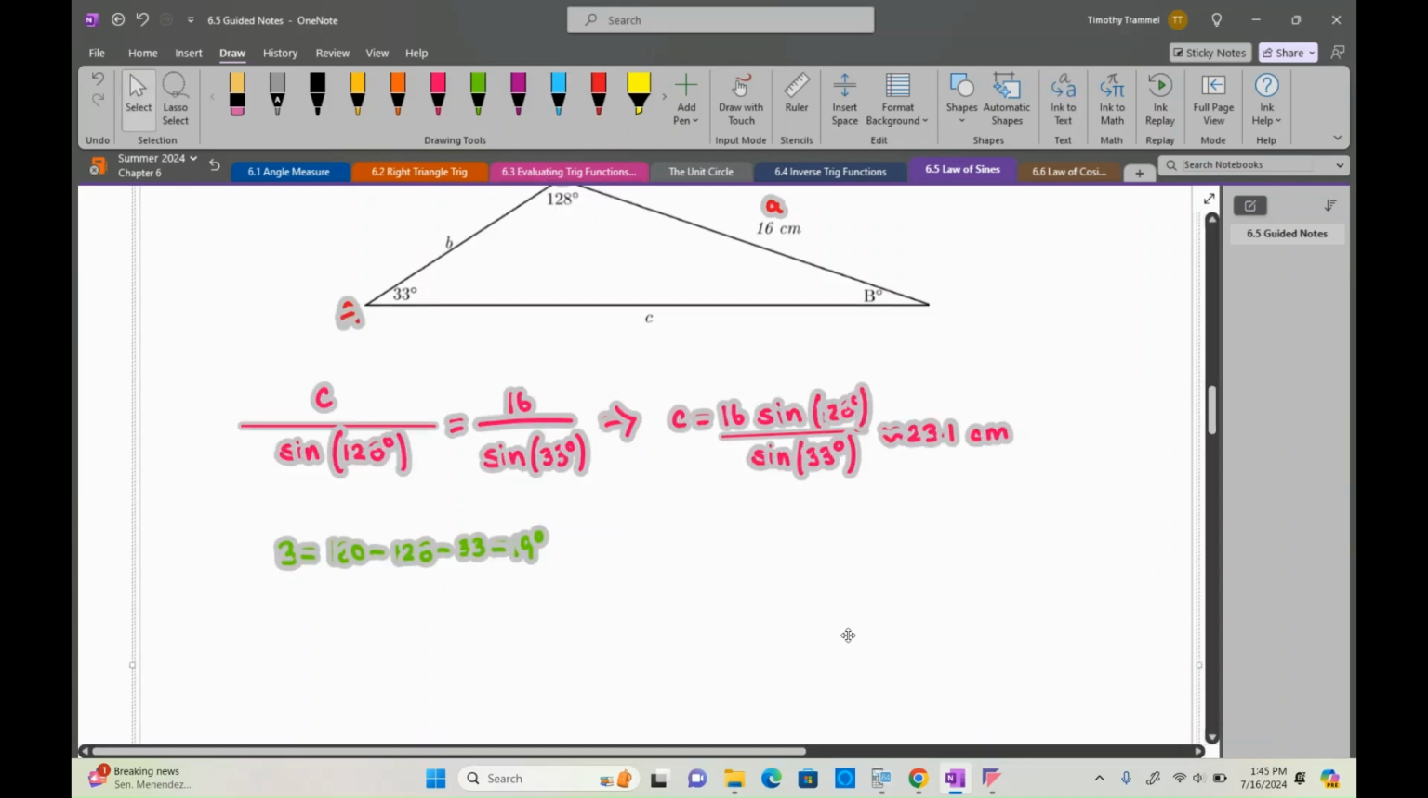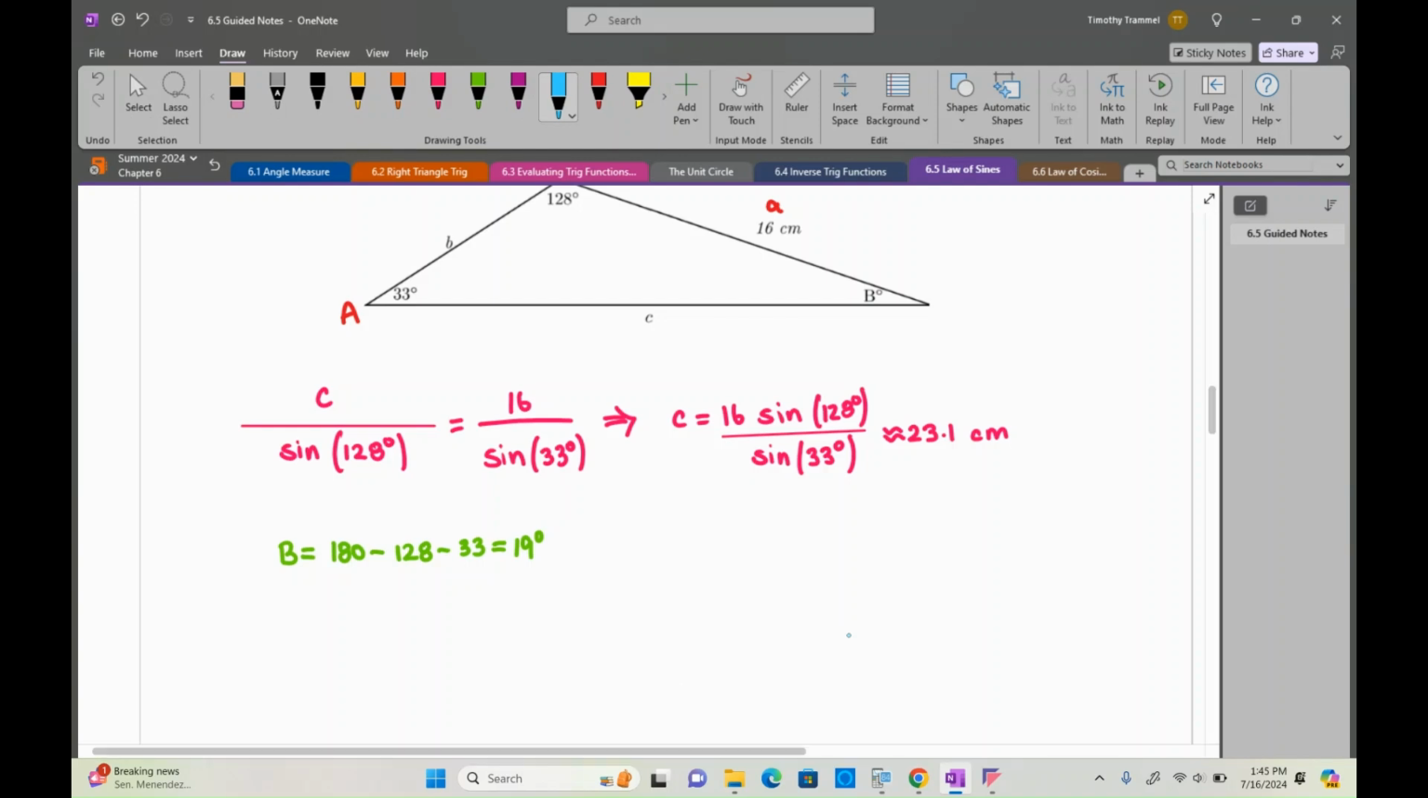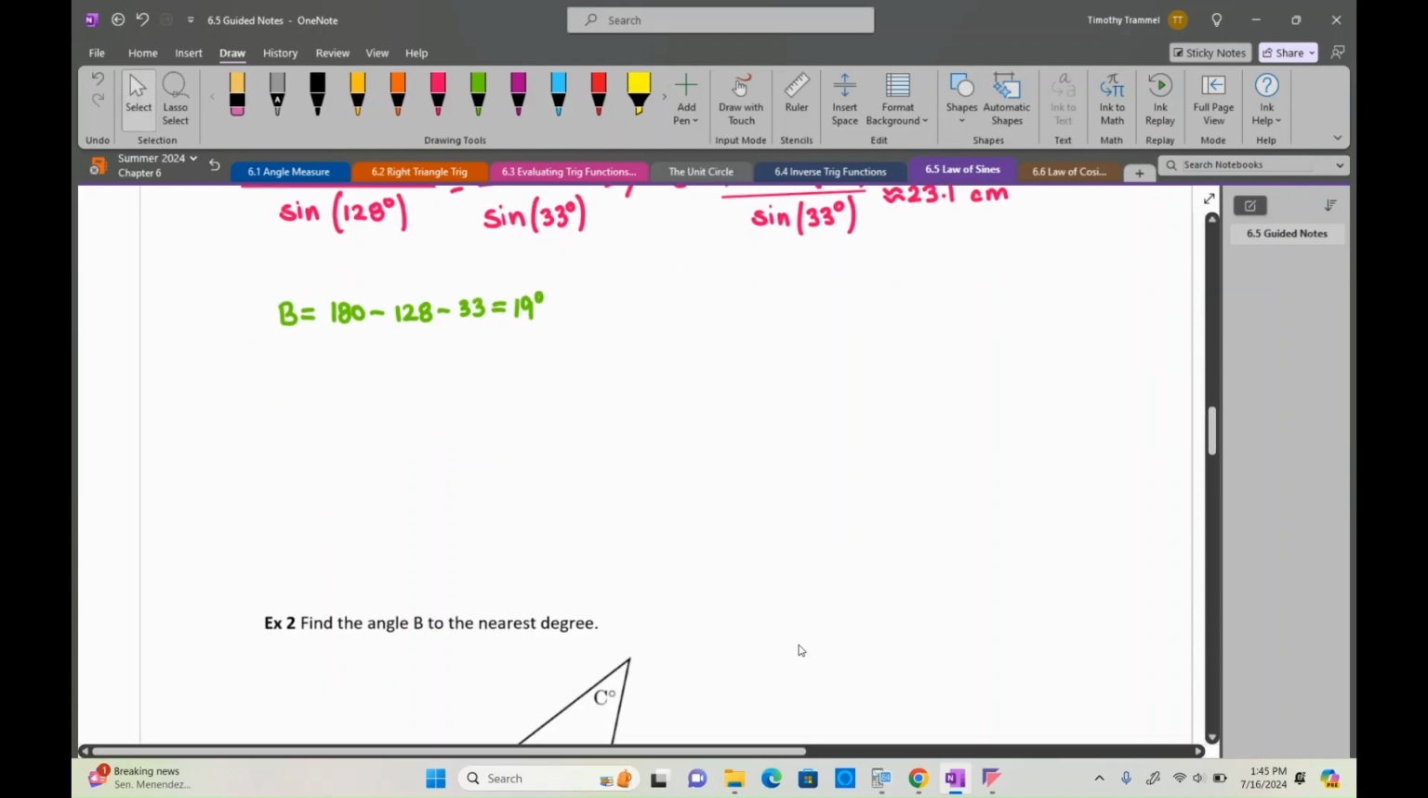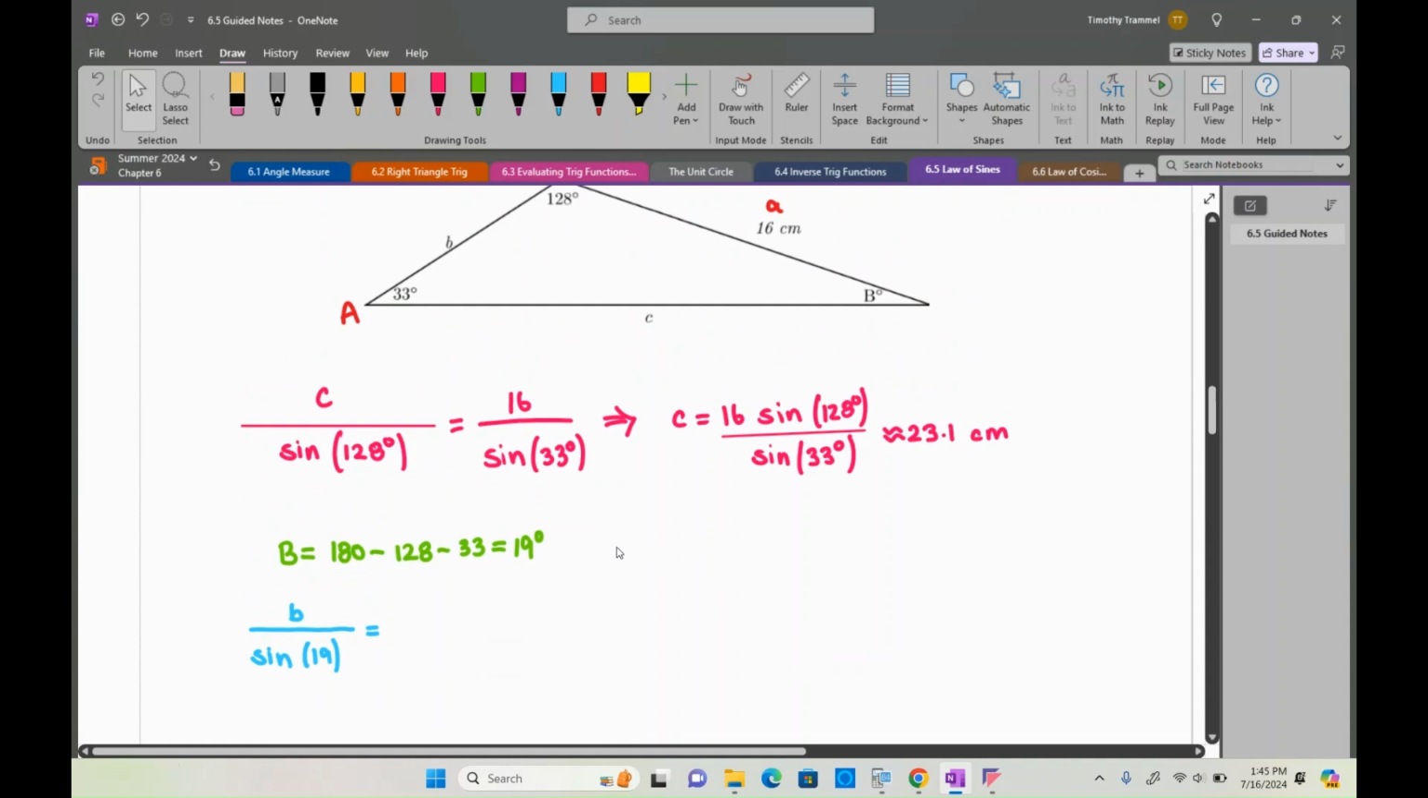Okay. So we could use law of sines again. And again, I'm solving for a length. So it would be nice if little b were in the numerator. So I'm going to write it like this. I'm going to say little b over sine of big B, which is 19. And I have a choice here. Okay. I can now do little a over sine of big A or little c over sine of big C.